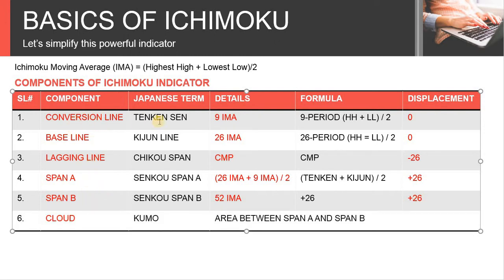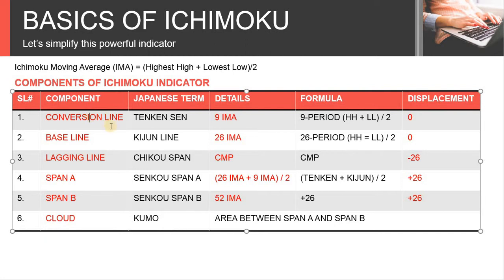So the first one is called the Tenkan-sen line. Tenkan-sen is a Japanese term. I suggest not to use these Japanese terms, because these are the ones that take our interest away from Ichimoku. So let's call it the conversion line, which is what it is. Some people also call it the trigger line.